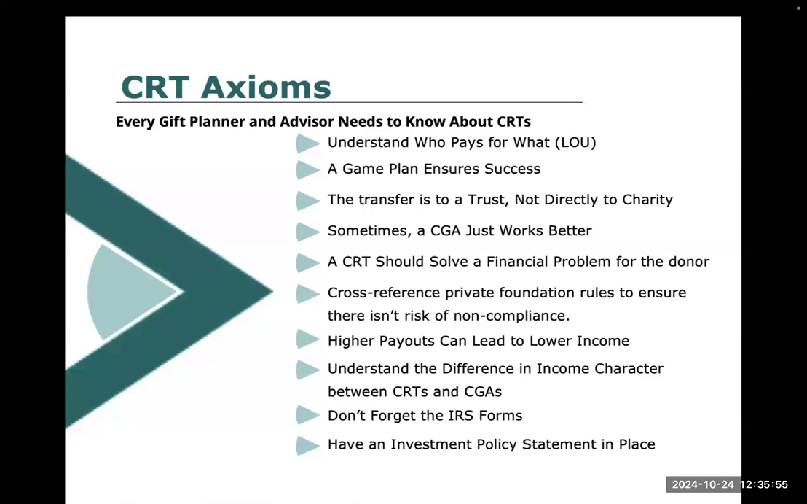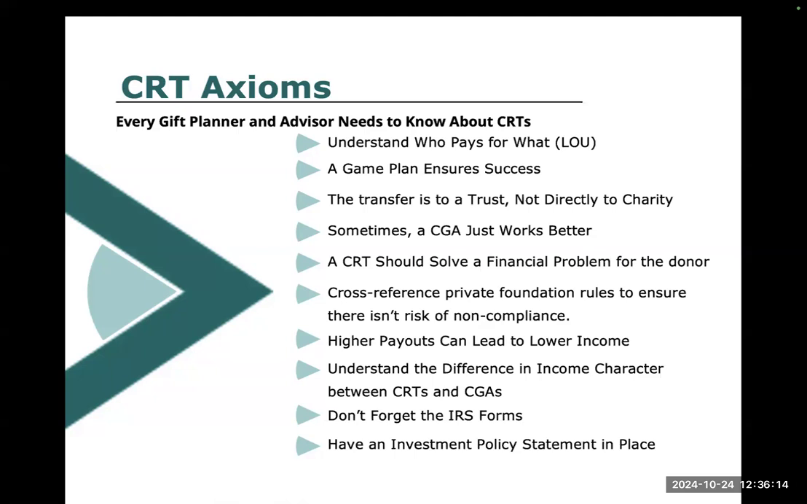They're all different. One of the most important things, especially when you're funding with non-cash assets, especially real estate, but even an art collection, is understanding who pays for what. When a donor makes a transfer to a charitable remainder trust, they think they've just made a transfer to charity.